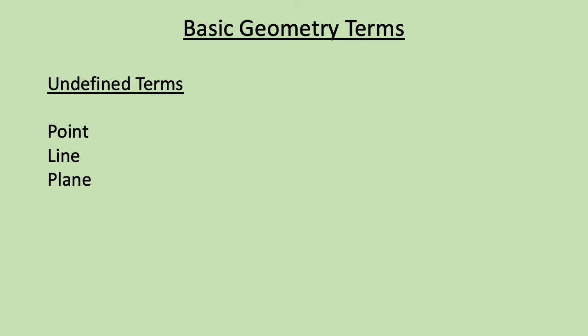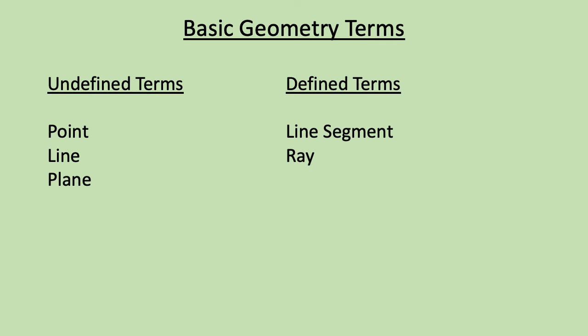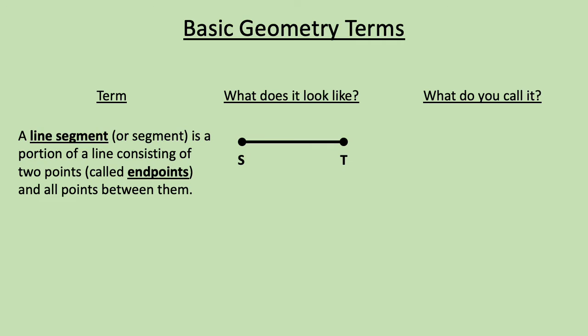Now that we've looked at these 3 undefined terms, let's take a look at these 2 defined terms. The 2 defined terms that we're going to look at are line segment and ray. They're called defined terms because the definitions of these terms use undefined terms in them. A line segment, or segment, is a portion of a line consisting of 2 points called endpoints and all points between them.